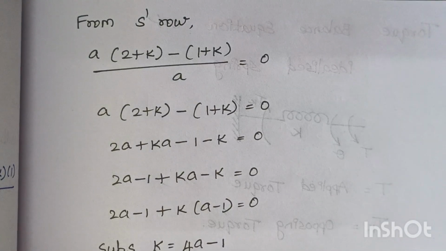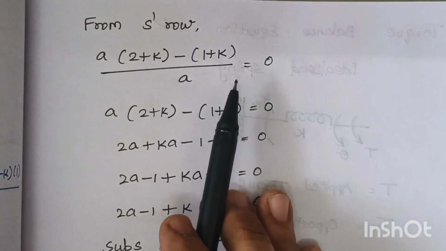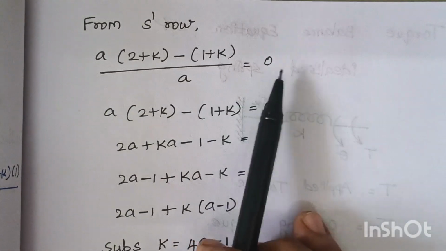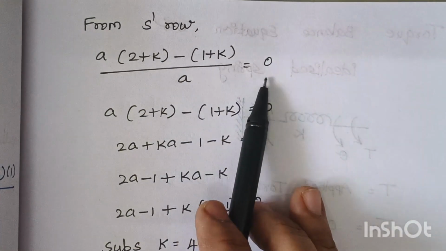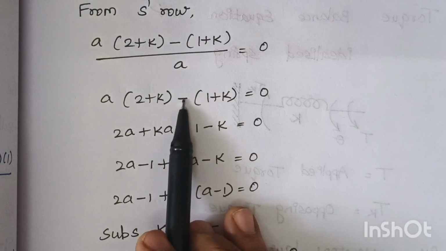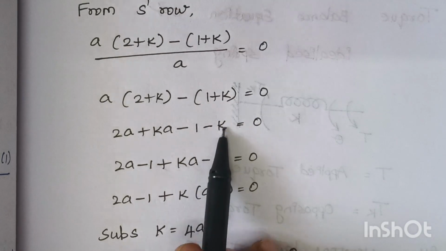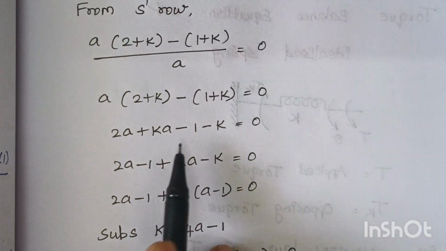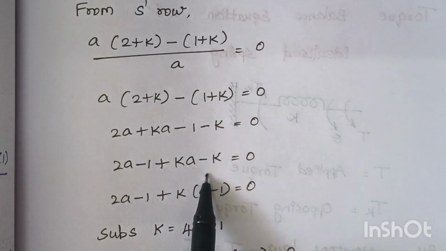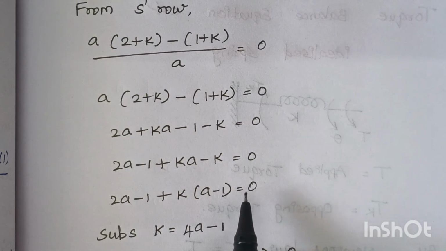To find out the value of a, I am equating the s to the power 1 row equal to 0, because we have said that now we are making s to the power 1 as the row of zeros. So here I am equating that term equal to 0. When you move this a to the right hand side, that becomes a into 0, which is again 0. The next step is, I am moving this minus sign inside the bracket. So minus 1 minus k, right? And the next step is rearranging, that is bringing both the k terms together: 2a minus 1 plus ka minus k. And again, when you take k commonly outside, we are having a minus 1 equal to 0, right?